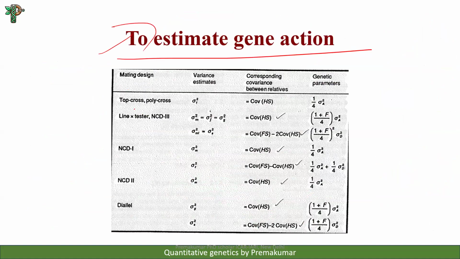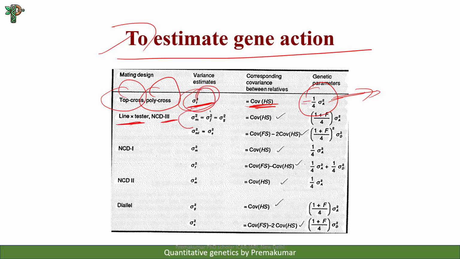In a top cross or a polycross we will get the variance due to only females, and we can estimate the covariance of opposites. Then we can estimate a parameter like 1/4th of the additive genetic variance. Covariance of opposites is equal to 1/4th of additive variance, which is equal to the variance of the female. If it is a line into tester or NCD3, the variance due to males equals the variance due to females, which equals the variance due to GCA.